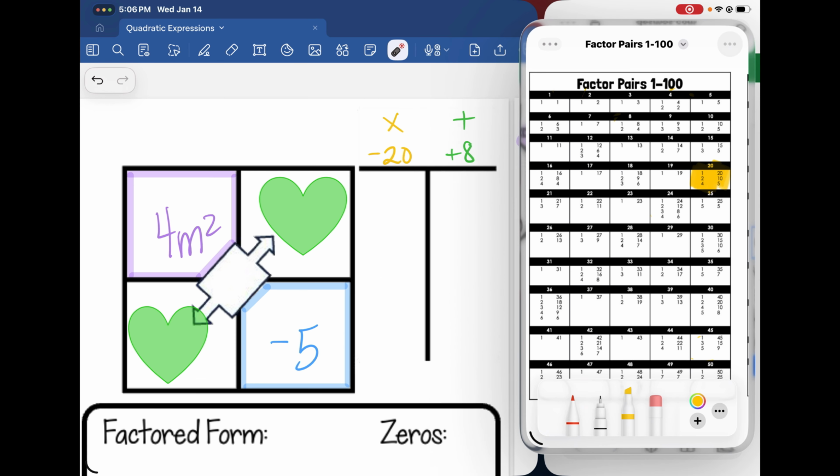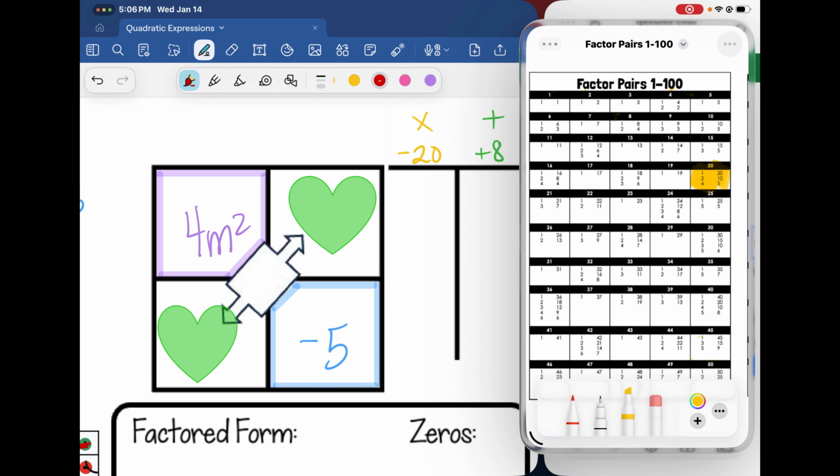So to get a product of negative 20, I can multiply a positive 1 times a negative 20 or a negative 1 times a positive 20. I can multiply a positive 2 times a negative 10 or a negative 2 times a positive 10. I can multiply a positive 4 times a negative 5 or a negative 4 times a positive 5.